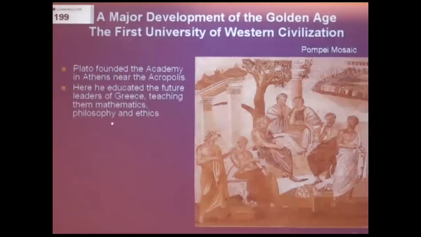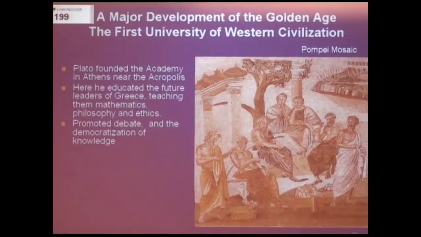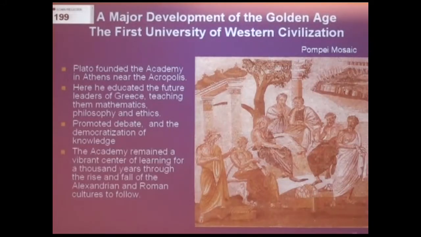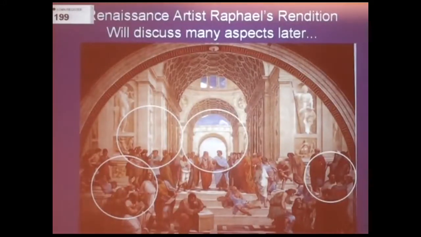And he emphasized educating the oligarchy of Greece, namely all the rich guys, to be leaders of Greece, and he taught them mathematics and philosophy and ethics and so on. And he promoted debate, arguing with each other, and he promoted the democratization of knowledge, namely the whole idea of a university. And it turned out that Plato's academy remained a very strong center for 1,000 years. Okay, through the rise and fall of the Roman Empire and other cultures to follow, it stayed as the center of education and the center of intellectual activities.